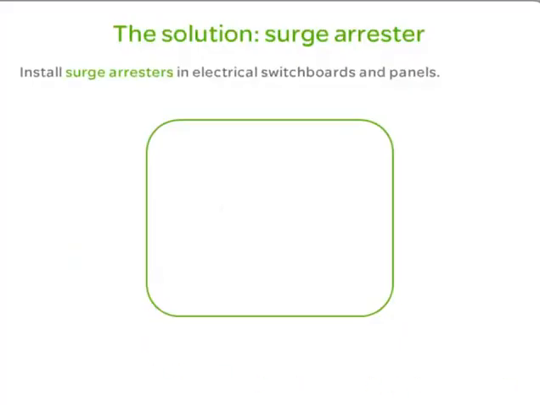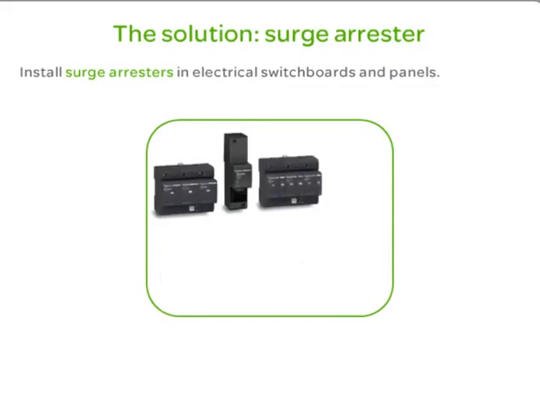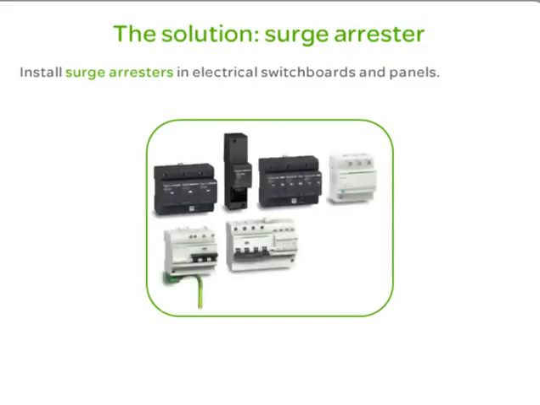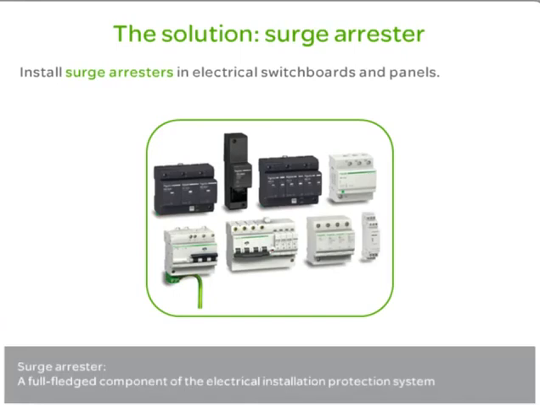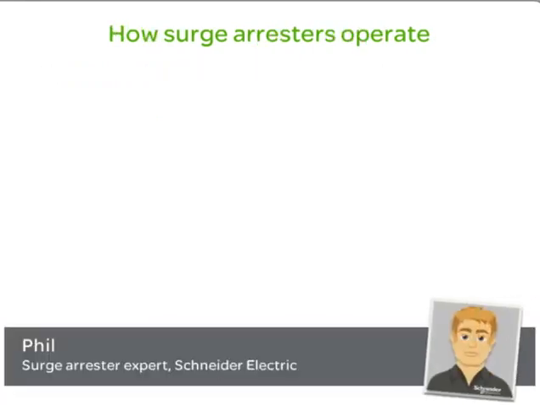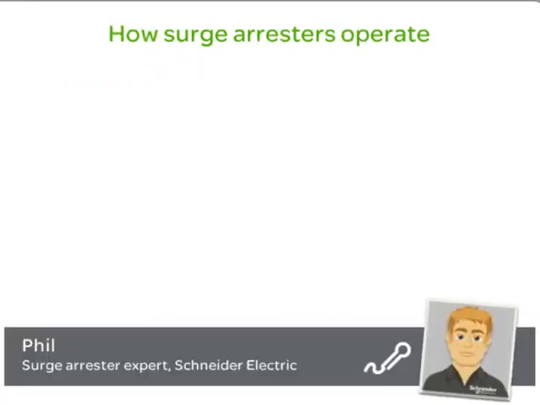The installation of surge arresters in electrical switchboards and panels is the solution for protecting against transient overvoltage. They limit the overvoltage to a level that is compatible with the impulse voltage resistance of the electrical equipment to be protected. So, how do surge arresters operate?